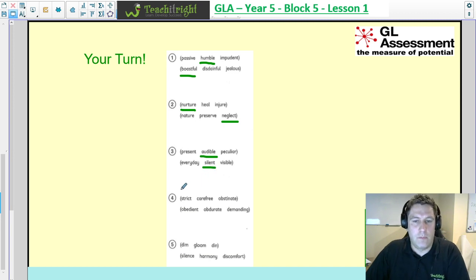Number 4, we've got strict, carefree, obstinate, obedient. Now, this might be a new word to some of you. This is obdurate. And if you say obdurate, the meaning is being stubborn. So we've also got maybe a new word for some of you there. So if you didn't know obdurate, then put that into your word and meaning book. And then we've got demanding.